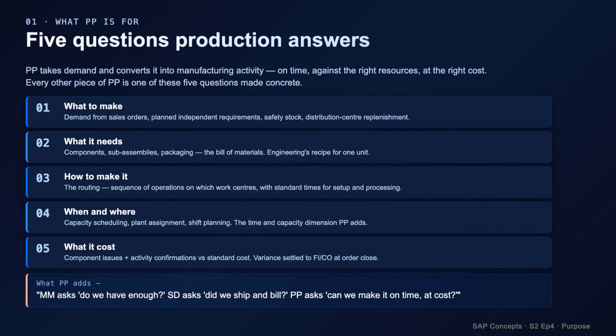How do we make it? The routing, the sequence of operations on which work centers. When and where to run each step, and what each unit actually cost. Variance settles to finance and controlling.